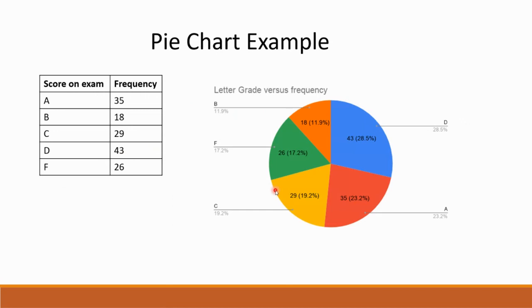I actually made some screenshots to make this pie chart. But again, this is what a pie chart would look like. Notice how each slice corresponds to a category. In this case, it's a score. The size of the slice corresponds to the relative frequency, and that's what these percents are. Remember, the relative frequency is the frequency divided by the sum of the frequencies.